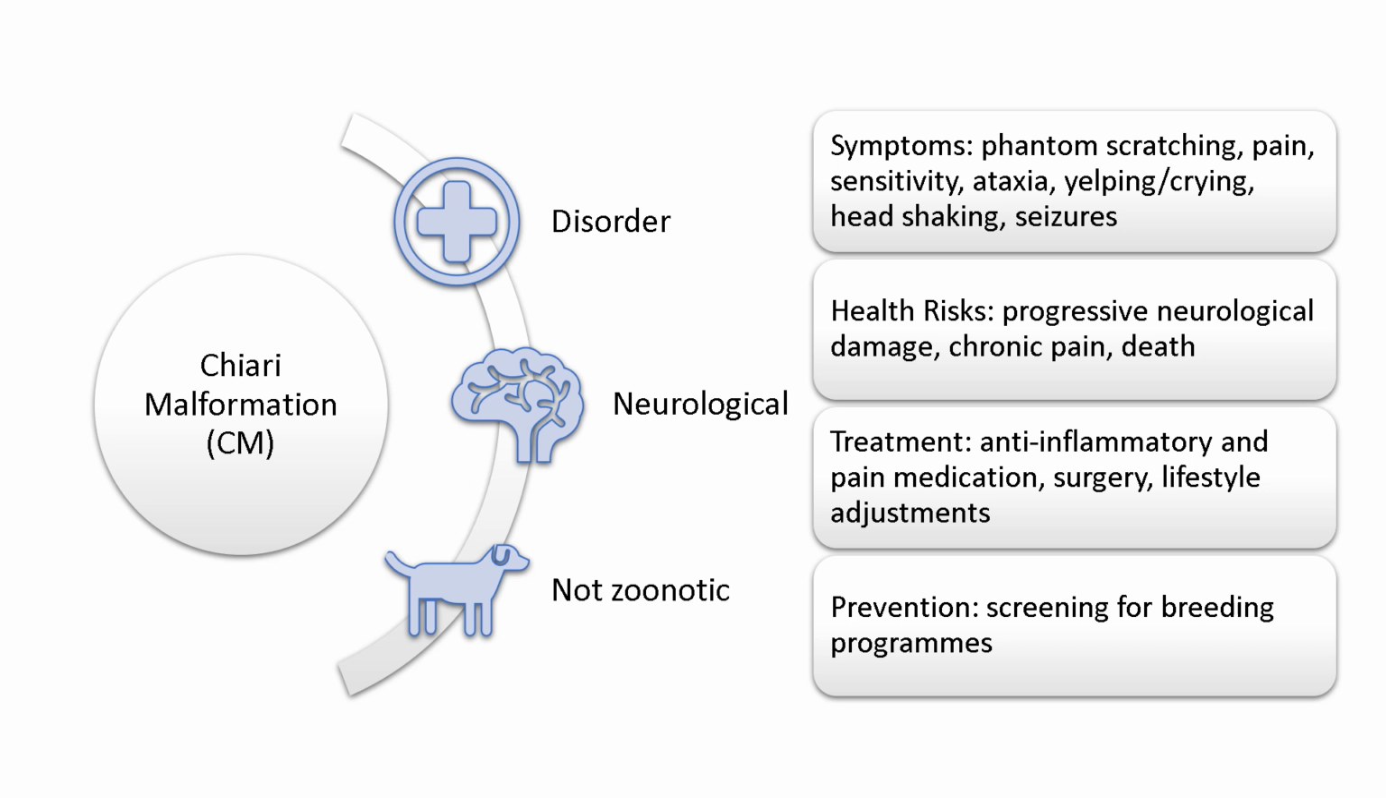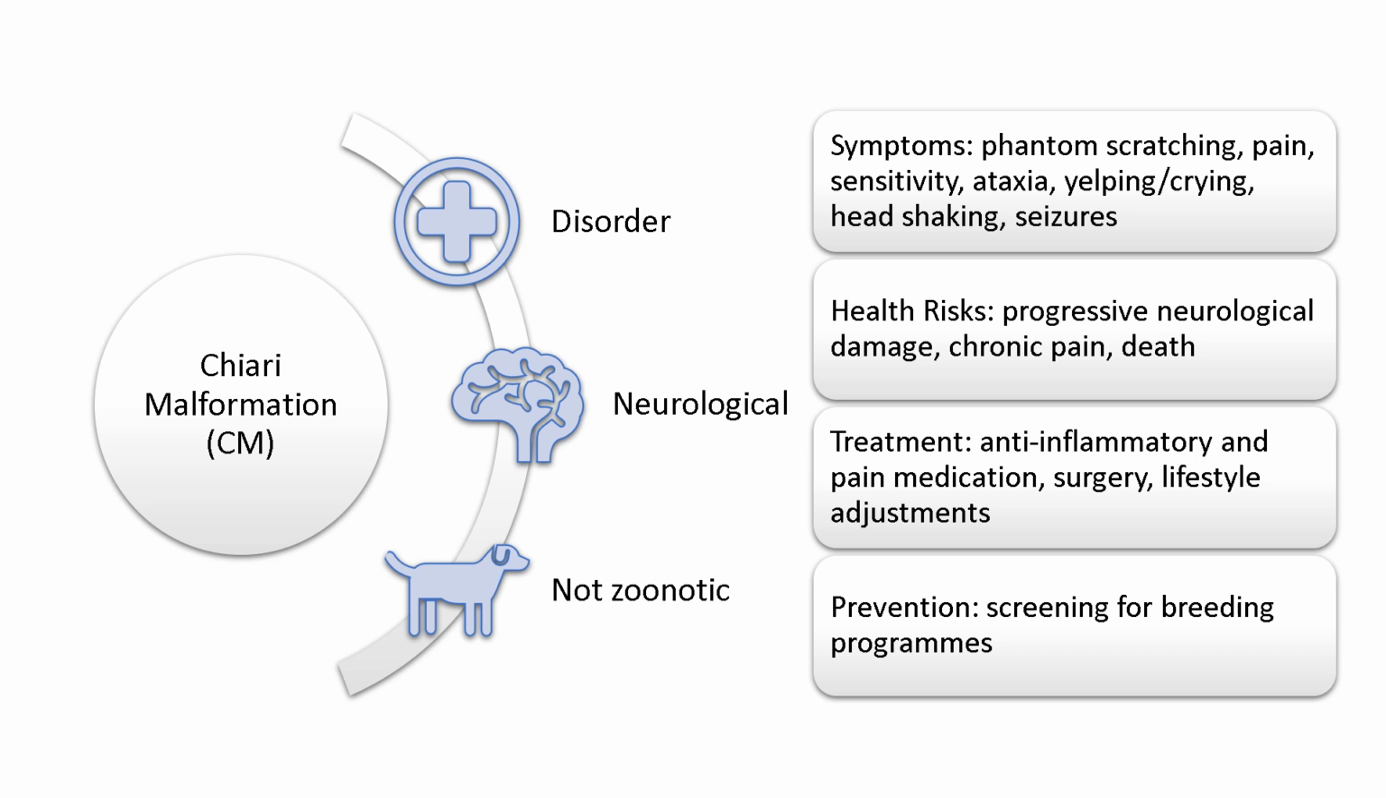Symptoms of CM can vary depending on severity, but may include persistent scratching, often around the neck and shoulders, sensitivity or pain in the neck, head or back, weakness or unsteady gait called ataxia, reluctance to be touched around the head or neck, yelping and crying out in pain for no obvious reason, head shaking or tilting, and seizures in severe cases. Many dogs with mild CM show no symptoms, but as the condition progresses, they may develop increasing discomfort and neurological issues.